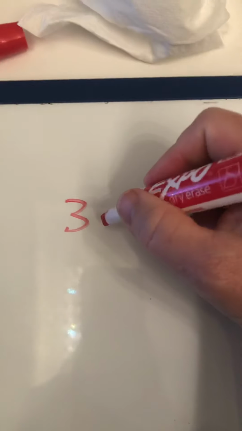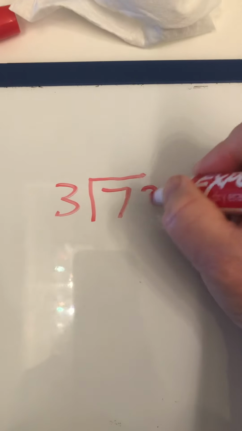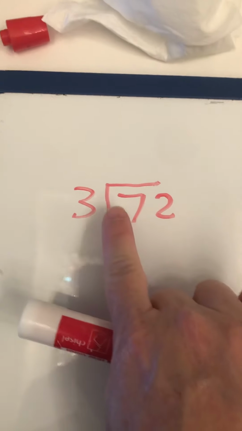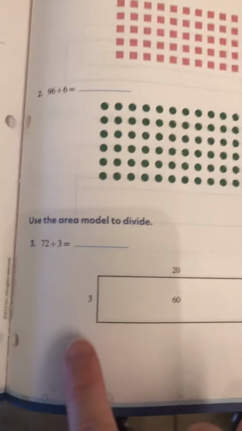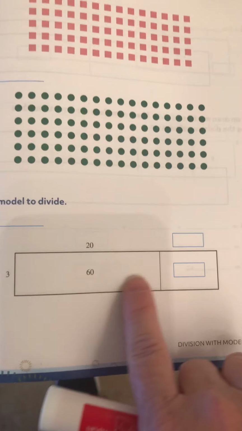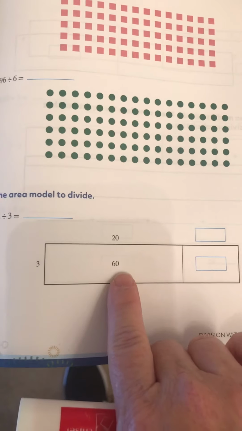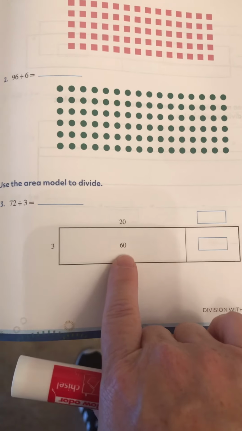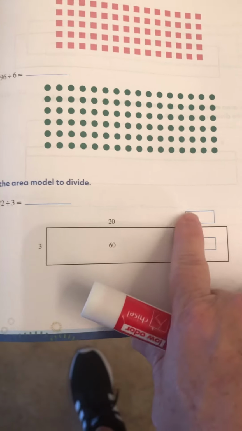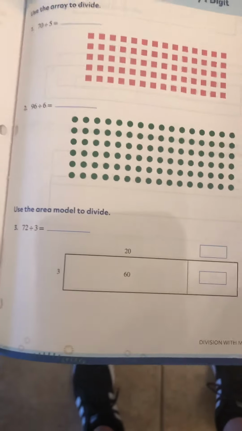If we were doing the algorithm, it would look like this: we'd put 72 inside our little half box and our divisor 3 would go on the side. Well, when we're using an area model, we're doing the same thing, only we're taking that number 72 and stretching it out, okay? Take a look, they gave us some numbers here. So 3 times 20 is 60. We need to figure out the numbers that are left that we can fill into our division model.